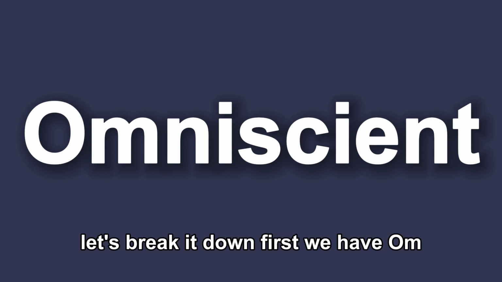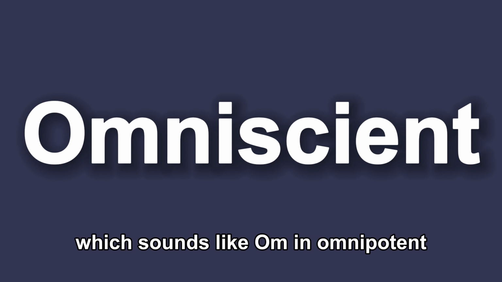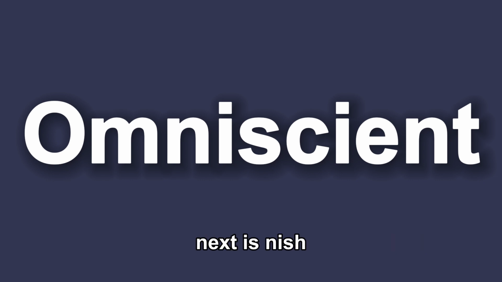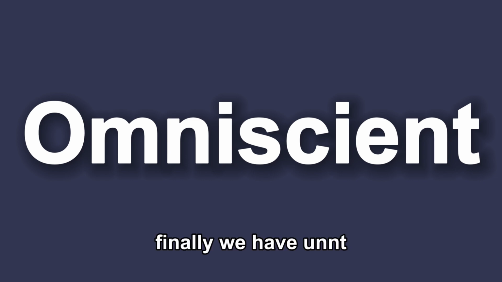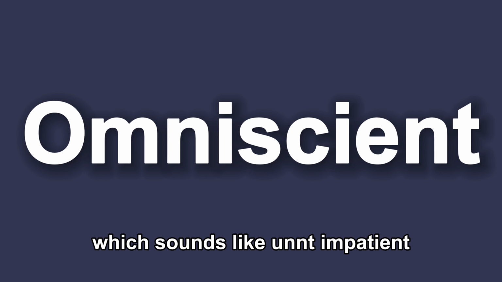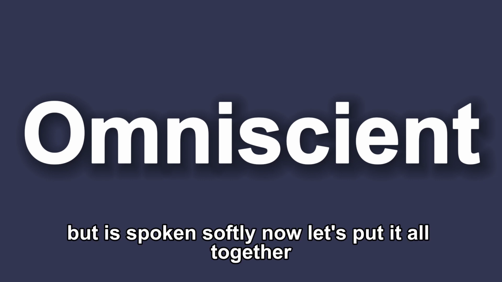Let's break it down. First, we have the first syllable, which sounds like the start of omnipotent. Next is nish, which rhymes with fish and should be pronounced clearly. Finally, we have the last syllable, which sounds like the end of patient but is spoken softly. Now, let's put it all together.